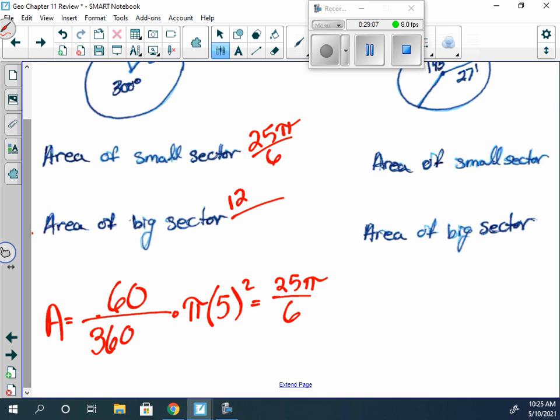This other one should be 125 pi over 6. It should have been a little bit bigger. Yeah, the other one should have been 125. When we plugged it in for 300 over 360, it would give us a little bit bigger of a value, as it should be, because 300 and 360 are both divisible by 60. 300 is 5 times 60, and 360 is 6 times 60, so 5 over 6. 5 times 25 would give us 125.